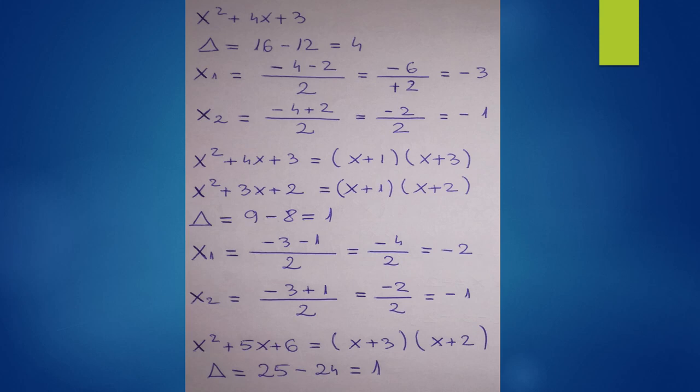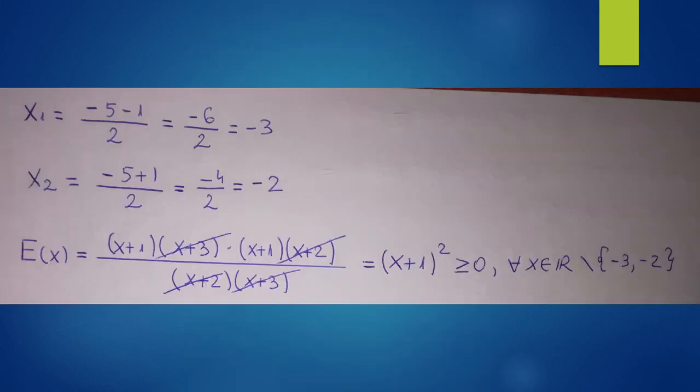The same method applies for x squared plus 3x plus 2, where delta is equal to 1. So x1 will be minus 2 and x2 will be minus 1. So x squared plus 3x plus 2 is equal to x plus 1 times x plus 2. The same rule applies for x squared plus 5x plus 6, which can be written as x plus 3 times x plus 2.